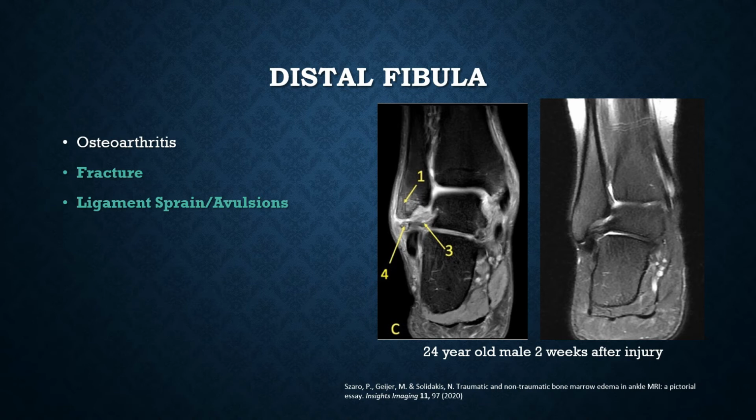The avulsion in this case was caused by avulsion of the posterior talofibular ligament, which is being pointed to here by arrow number 3. And again, I have a companion image on the right-hand side of the more normal anatomy in a different patient.